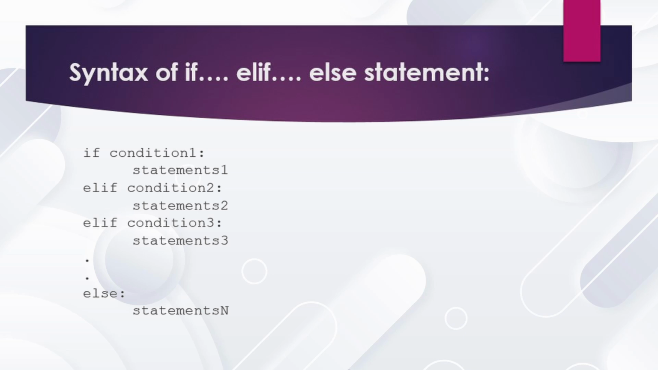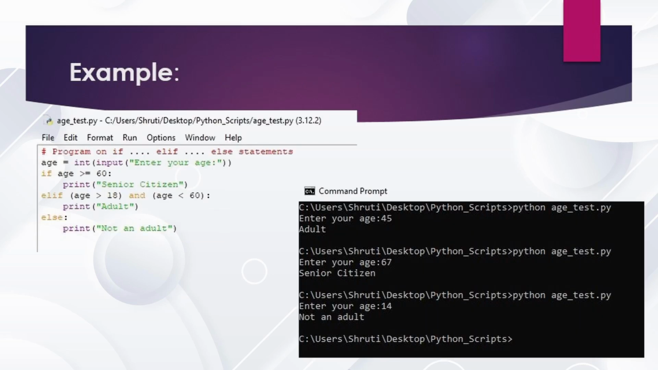Also, the else clause is optional here, but it is useful as a fallback in case none of the conditions are met. It is important to note here that only one block of code is executed in this structure, which is the first one with a condition that evaluates to true. Also, proper indentation is very important for defining all of the code blocks clearly. Let us look at a program to understand this.